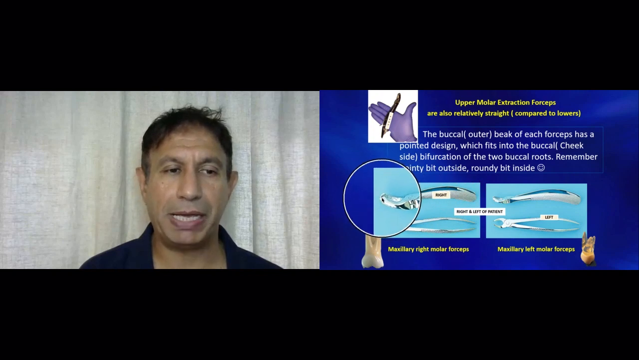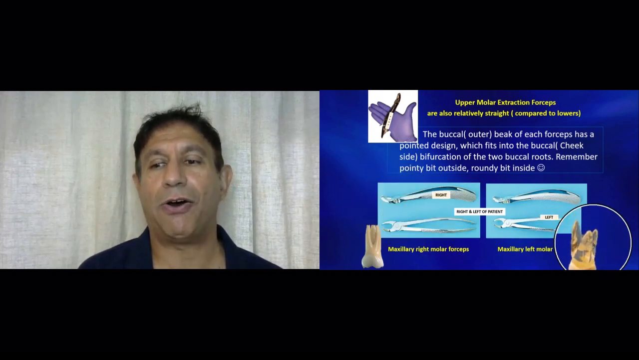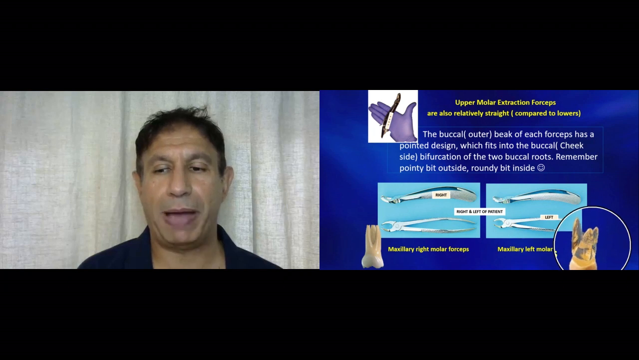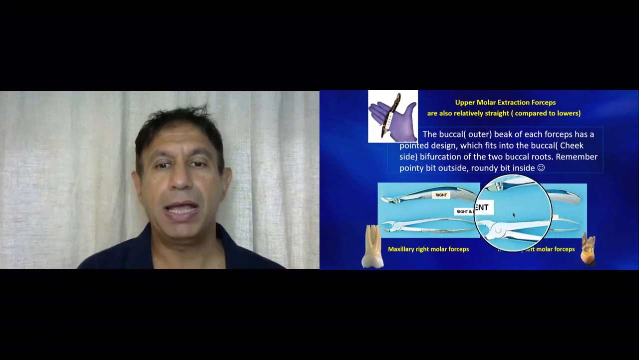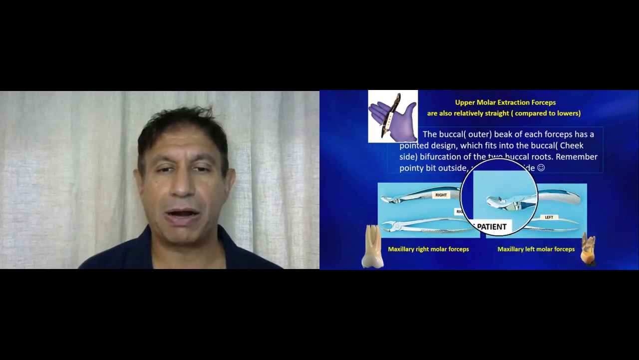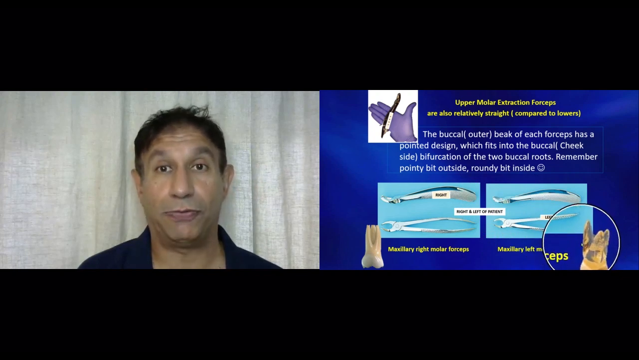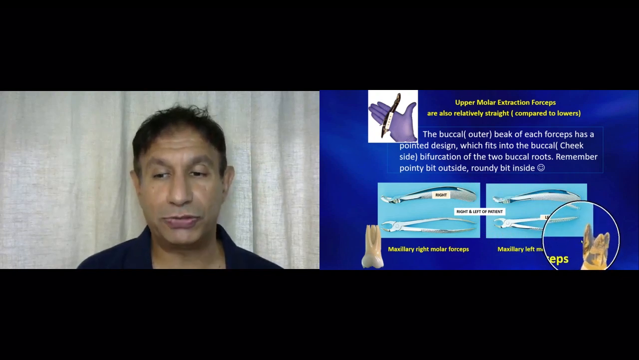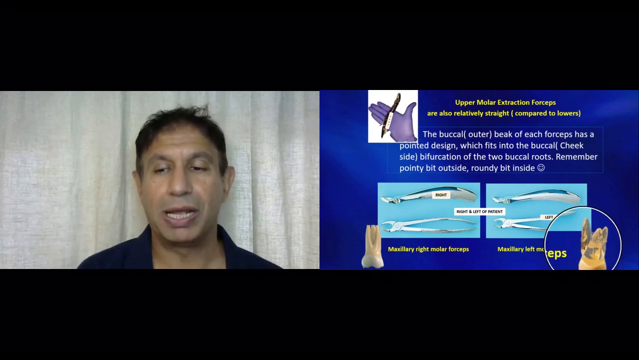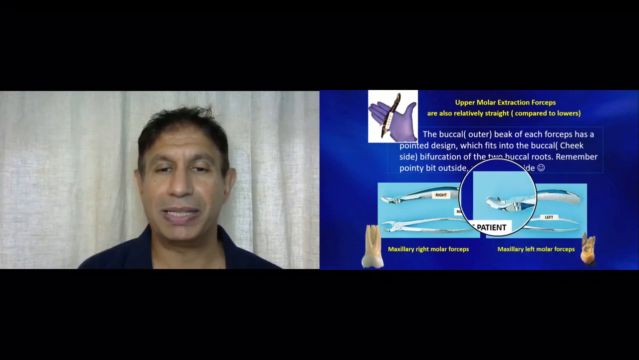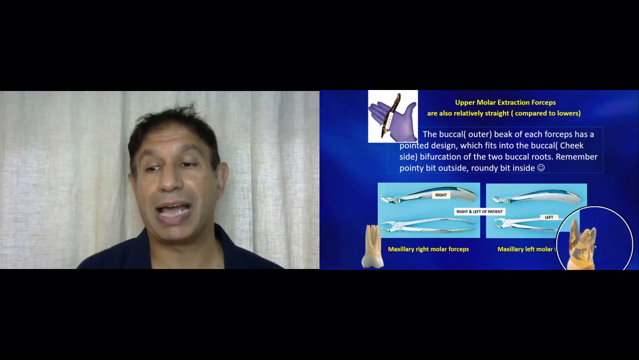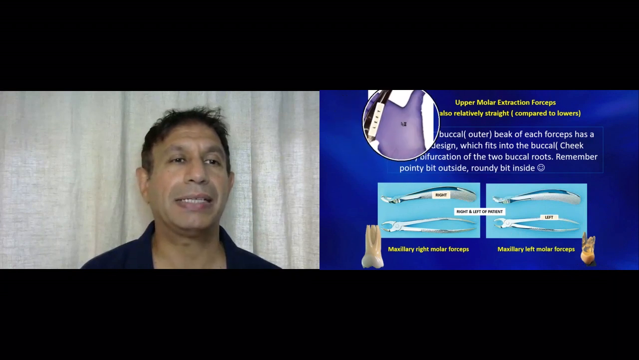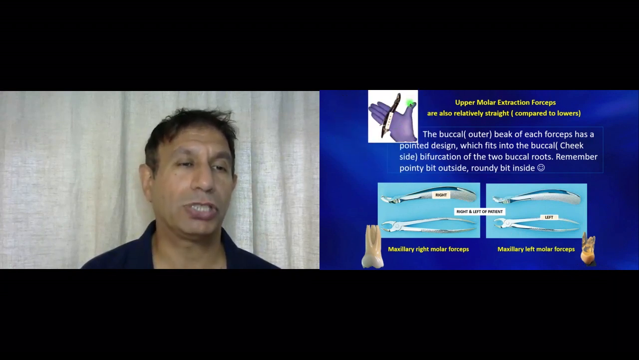So the parrot beak goes onto the cheek side of the tooth because the tip of the parrot beak goes in between these 2 roots. So that is where your parrot beak goes in. The other beak is a rounded beak. The rounded beak goes onto the roof side of the tooth, because it's got 1 slender root, and that is why the rounded end goes onto the roof side or the inside, the pointed end goes on the outside or the cheek side. That is how you hold an upper forceps.